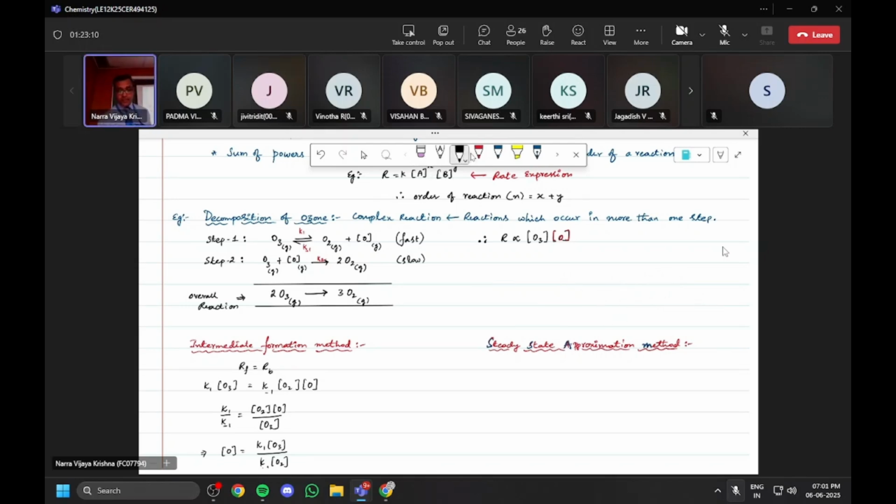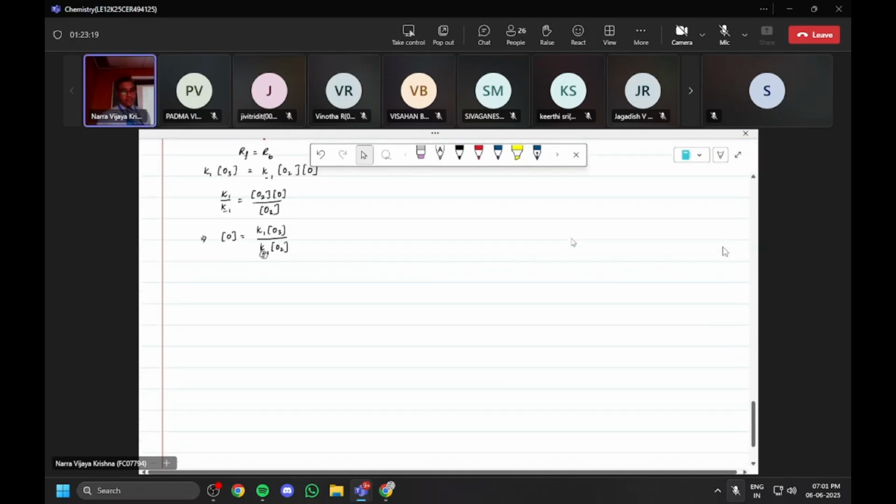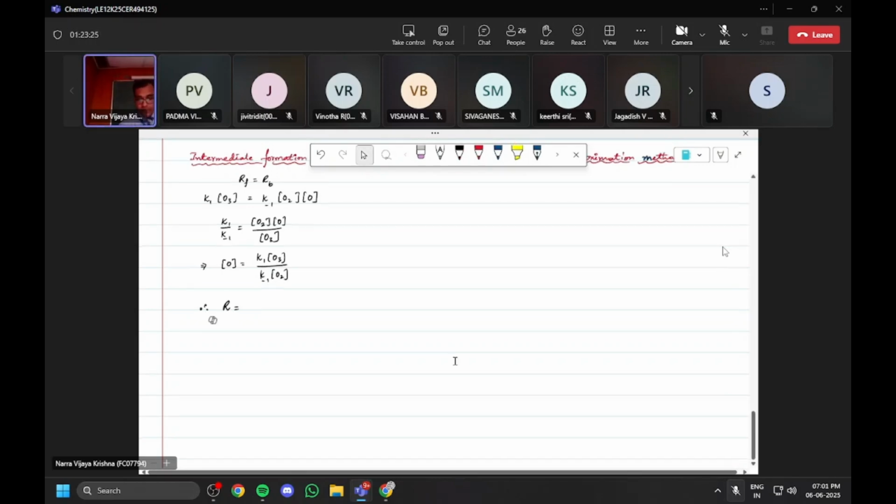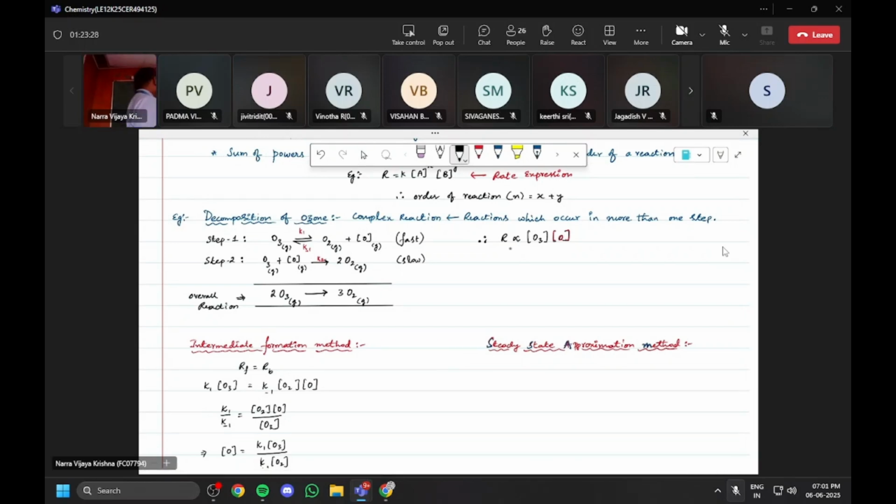This is the rate expression. So substitute that O term in this rate expression. What will you get then? Therefore, rate expression R equal to what? This is the slow step. So let me write this. Therefore, R equal to K2 into O3 into O. Why? The proportionality constant, the rate constant for the slow step, is K2. That's what I'm writing. So this is the rate expression.